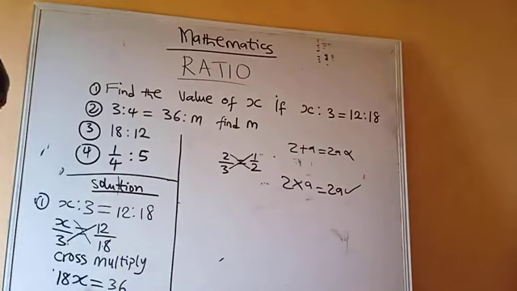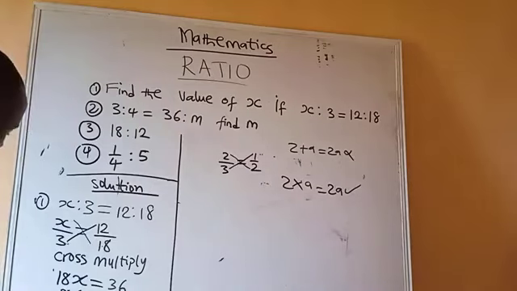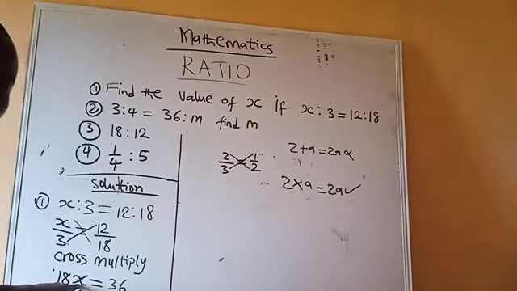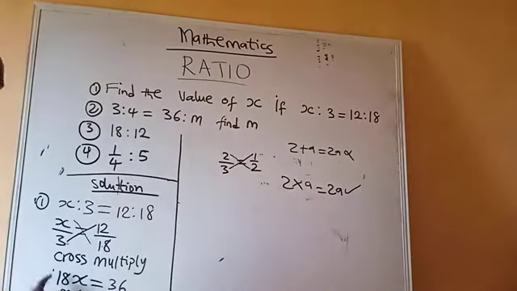Now we say divide both sides by 18. Why 18? Because we want to make x stand alone. Do you understand? We want to make x stand alone. So for x to stand alone, because they say we should look for the value of x, we have to make sure that we clear the number that is attached to x for this x to be free.